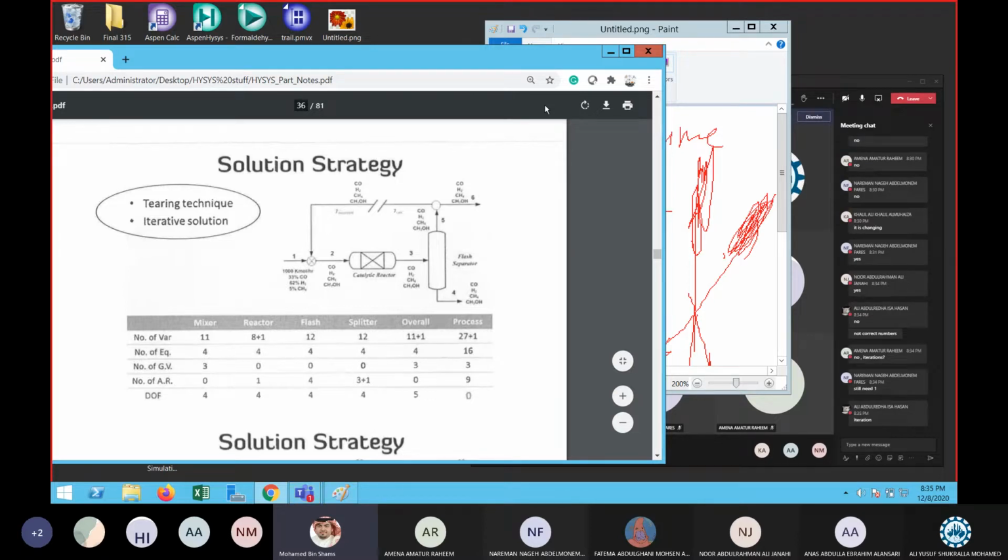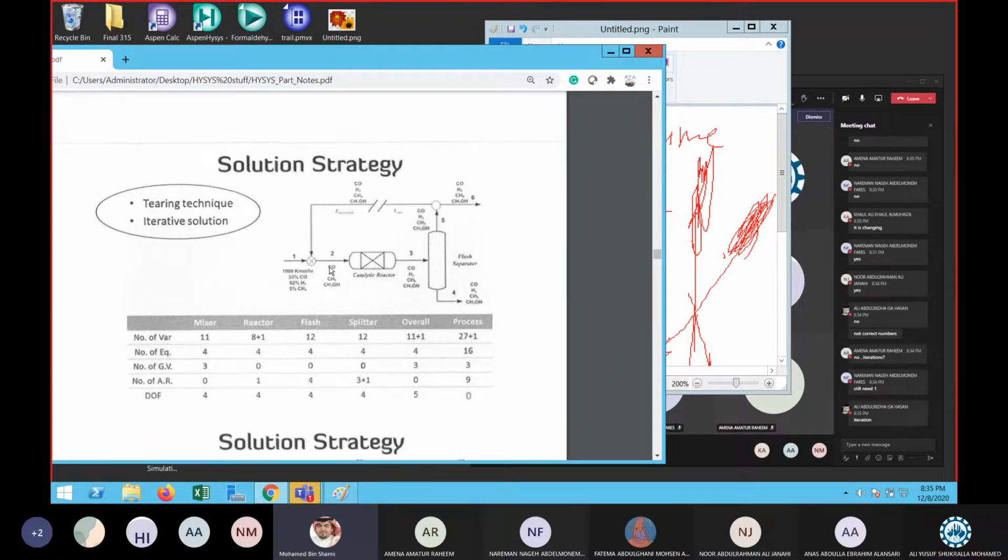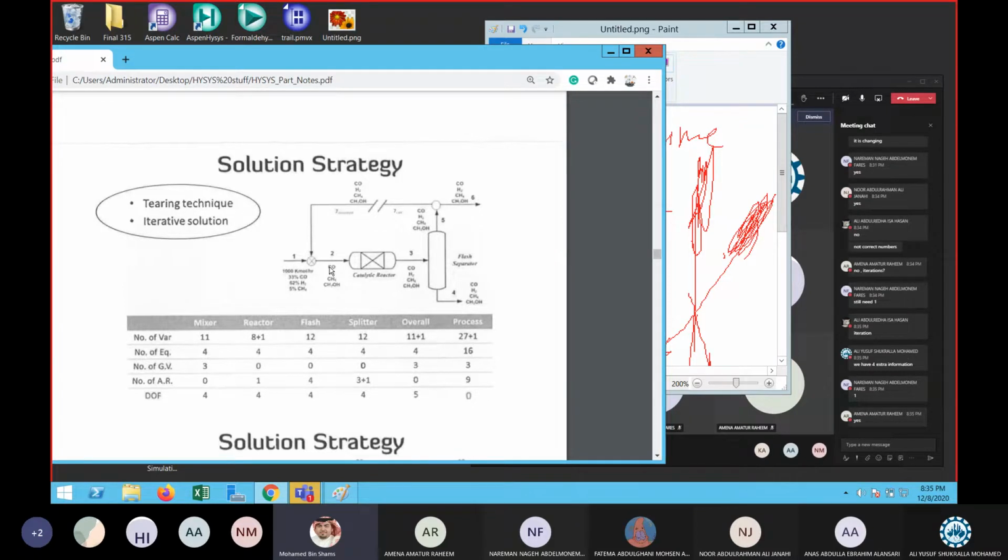Now let me ask the question in a different way. If I'm assuming these 4, does the degree of freedom of the mixer become 0? Yes, the degree of freedom becomes 0, but probably those who said no meant that it won't be the correct answer. I think that's what they are trying to say. But if I am just putting any 4 pieces of information here, you can see that the mixer will be solved. This is an initial guess.